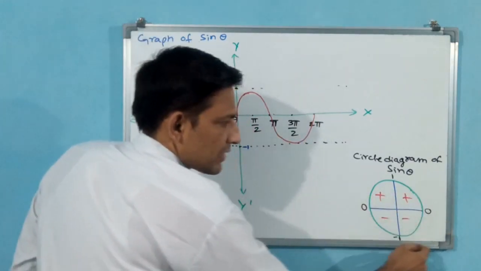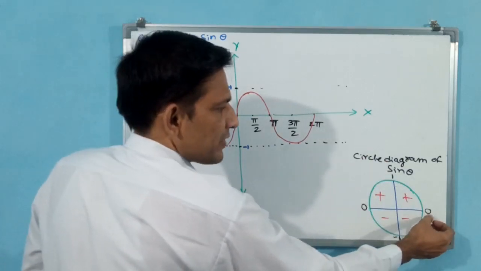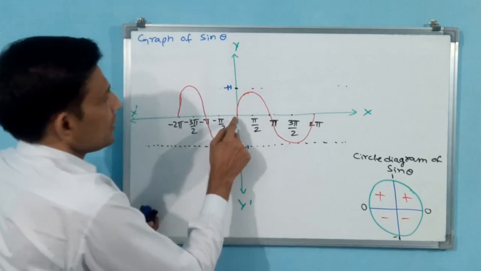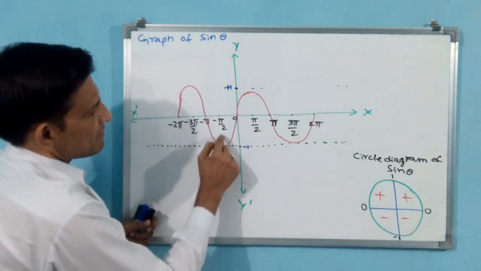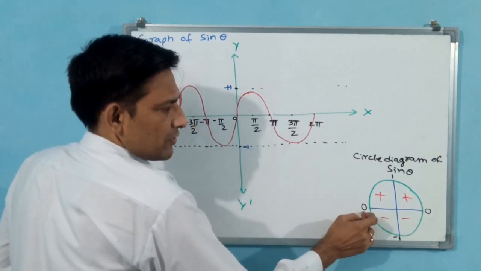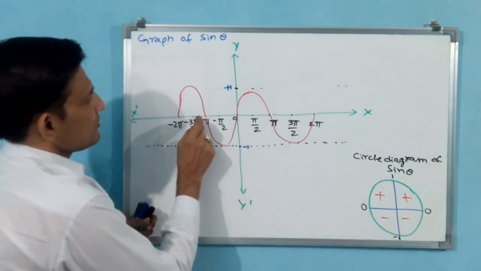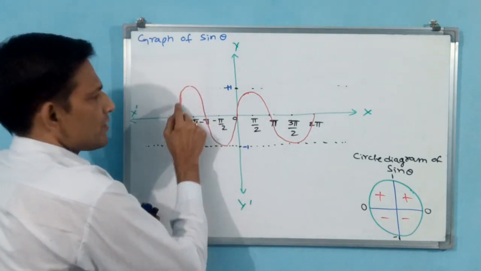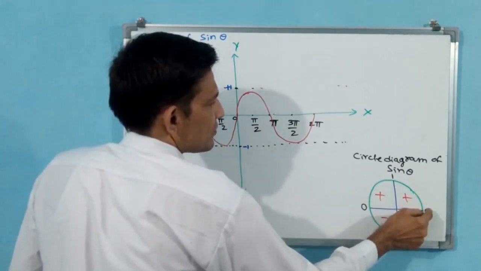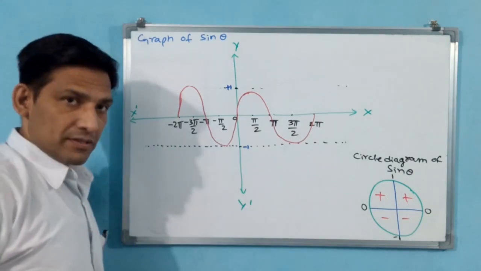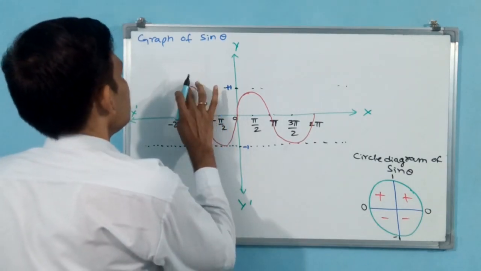Same way negative also. If you rotate in a clockwise direction, it is going to become a negative angle. From 0 to -90 degrees, that is -pi by 2, the value is -1. Then -1 to 0, then again 0 to 1, 1 to 0, in this way. See, this is the graph for your sin theta.